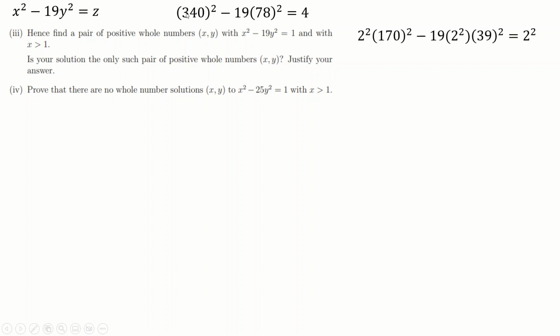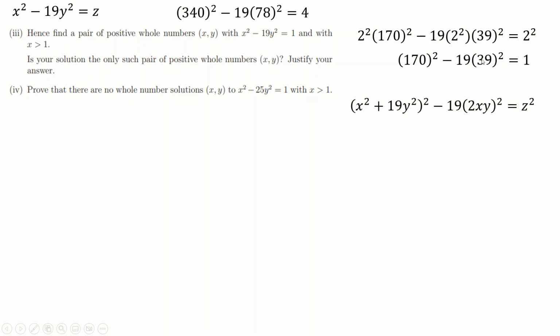I can take this is 2 times 170, so it's 2 times 170 all squared, so that's 2 squared times 170 squared. This is 2 times 39, so it's 2 squared times 39 squared, and I can cancel all these 2 squareds, and I'll get this, and so my numbers are 170 and 39, and those would be a pair that do this. Good. Is the solution the only such pair? Well, no, right? The way that they've asked it suggests that it's not, because I can do that same trick I did before, because 1 squared is just 1.